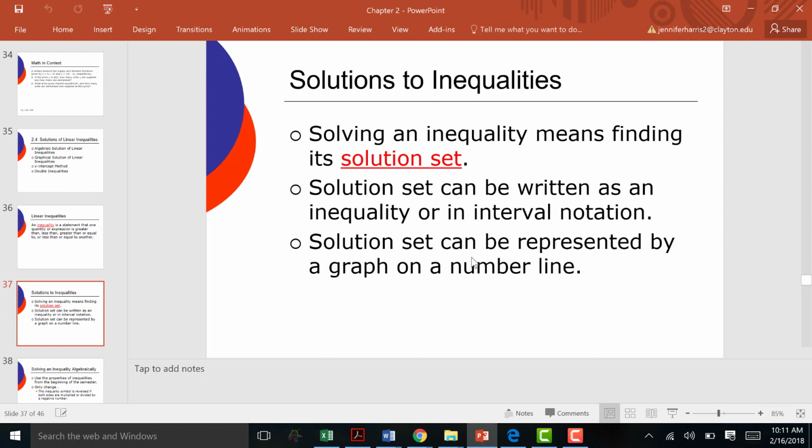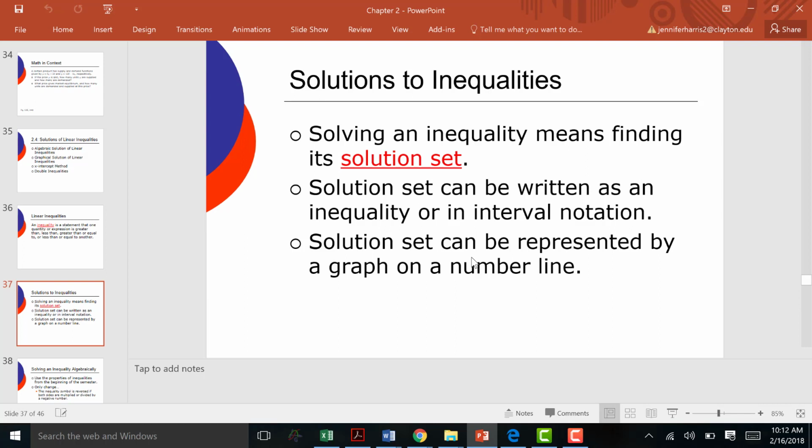Now, when we solve them, we're still going to get a solution. Remember the word we used last time when you're solving inequalities or solving equations? You are still going to get a solution. In this particular case, it could be a solution set. What do I mean when I say solution set? It could be a set of numbers.